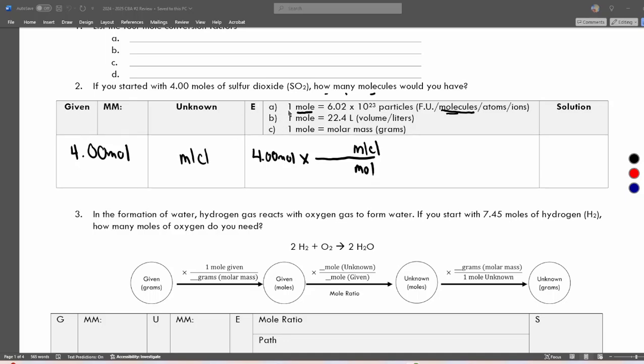Now I just need to match my numbers. Remember, the numbers in our fractions always come from an equation of some sort. They never come from over here. We already used that number. We're done with that number. The numbers have to come from one of these. So this one says 1 mole, and molecules is 6.02 times 10 to the 23rd. Let's put that in our calculator and get an answer.